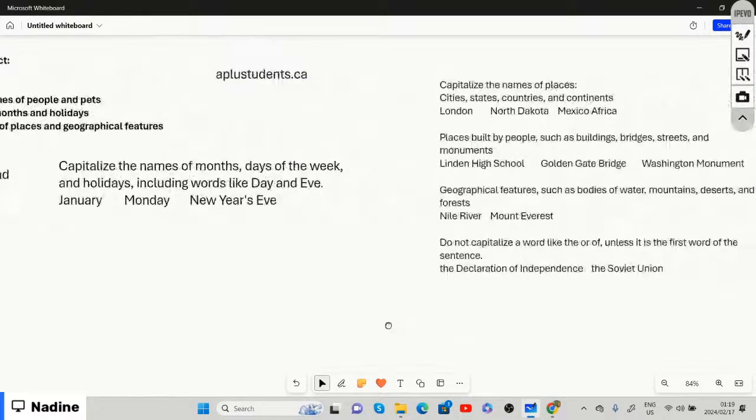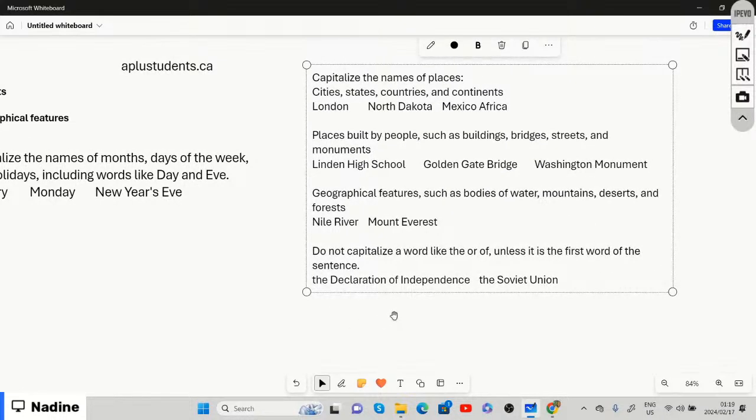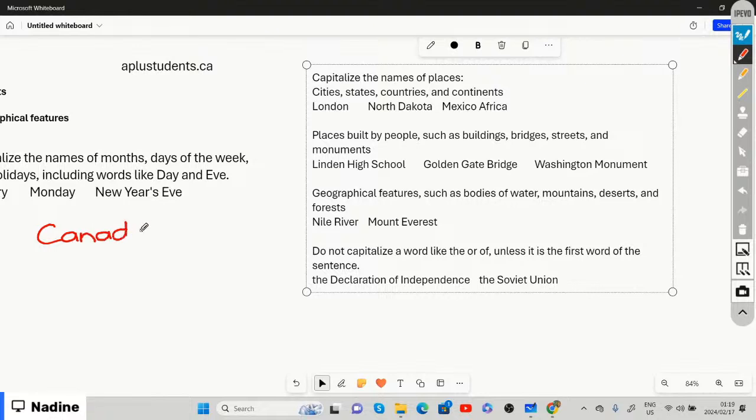All right, then we also capitalize names of places, which is like your cities, your states, your country, your continents, right? We need to capitalize that, right? So, whichever city that you live in, you need to write that with a capital letter. So, for example, you live in Canada, which means that whenever you made mention of Canada, Canada needs to be capitalized because it's the name of a place, right?